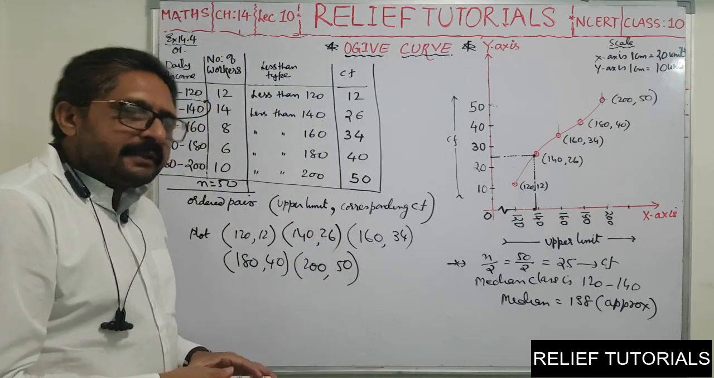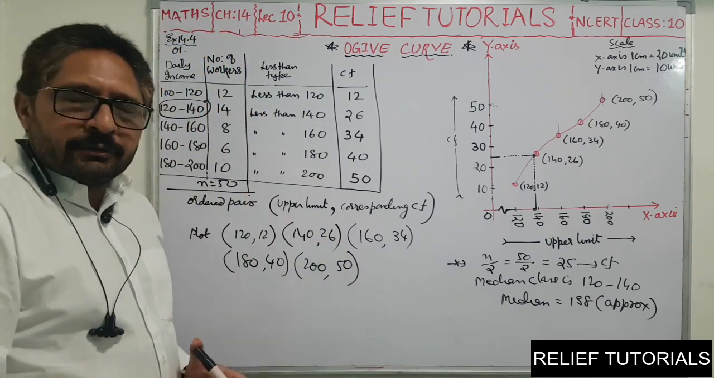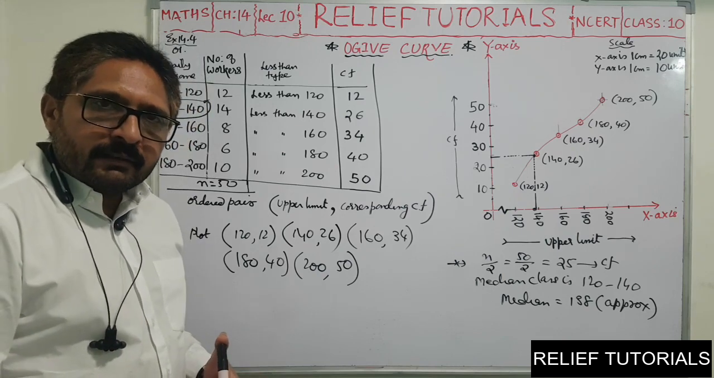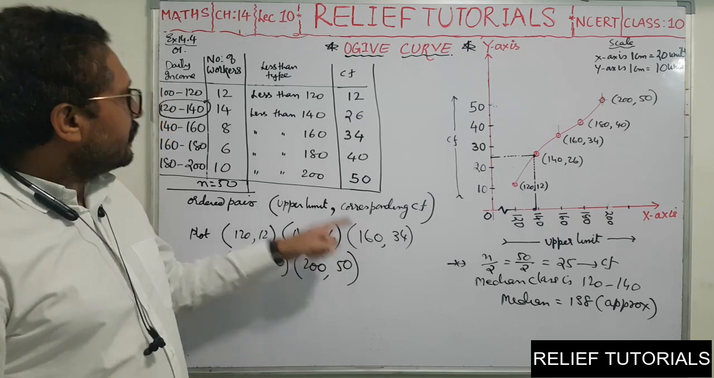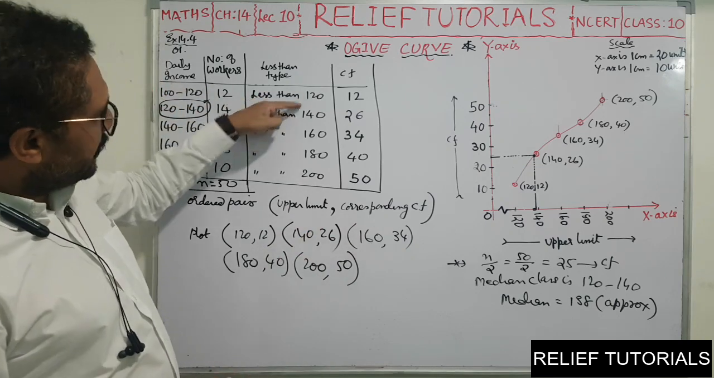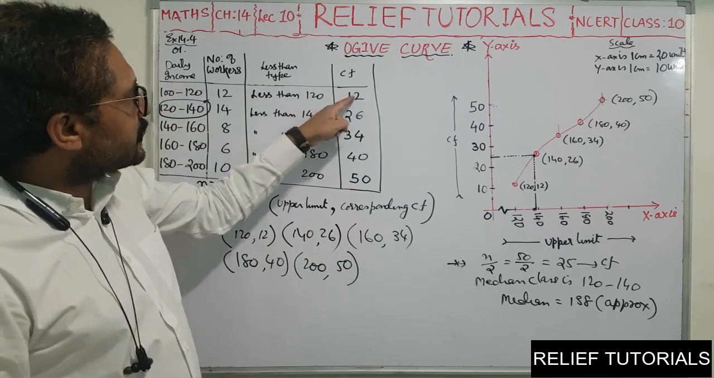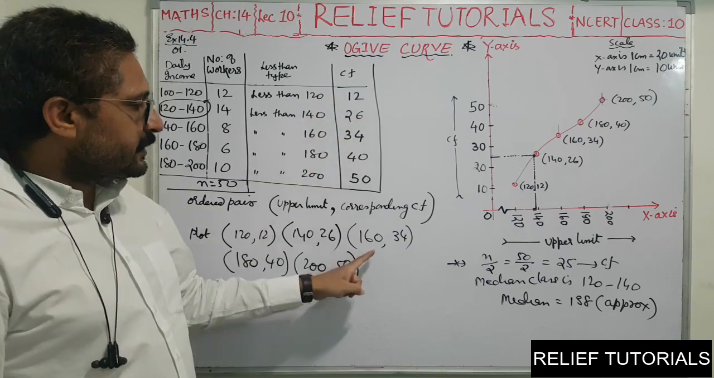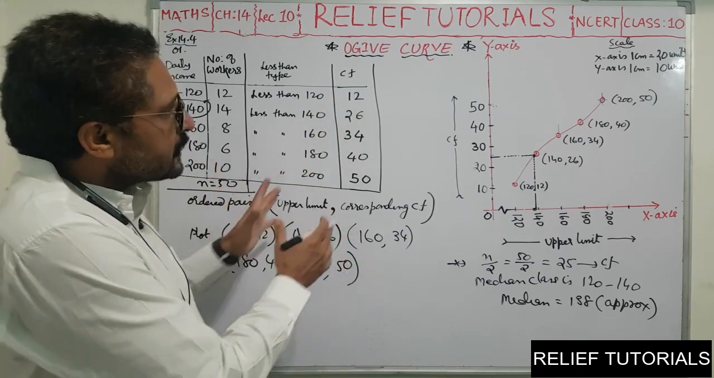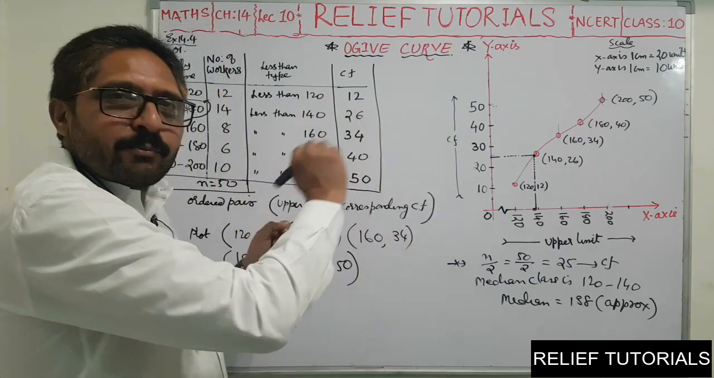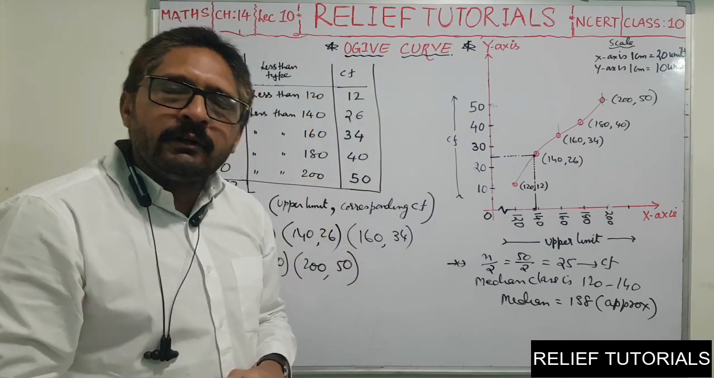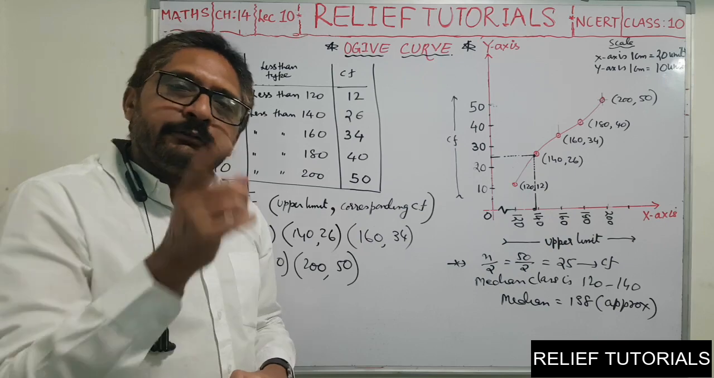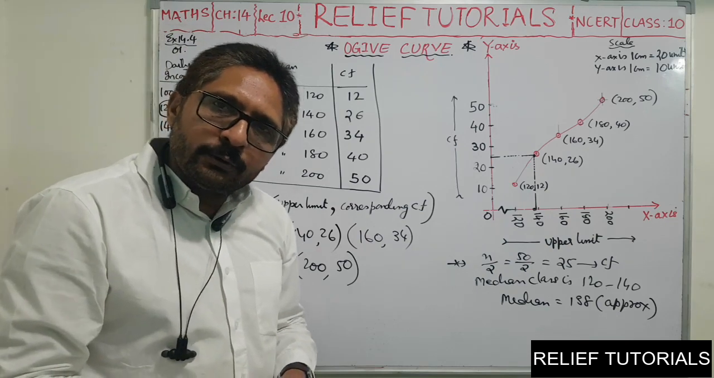What you have to remember here: in less than type cumulative frequency or ogive curve, you have to take the upper limit on the x-axis. All these are upper limits. The upper limit on the x-axis and the corresponding cumulative frequency on the y-axis. You have to plot these points on the graph and join them with a free hand curve, and you will get the less than type cumulative frequency curve. And if you want to find the median, what will you do?